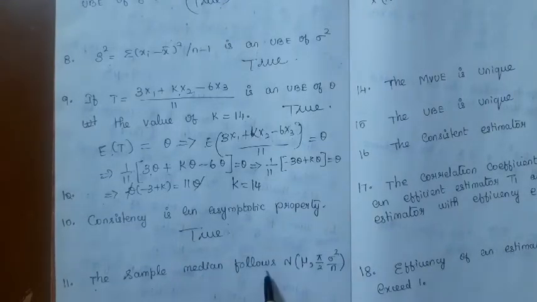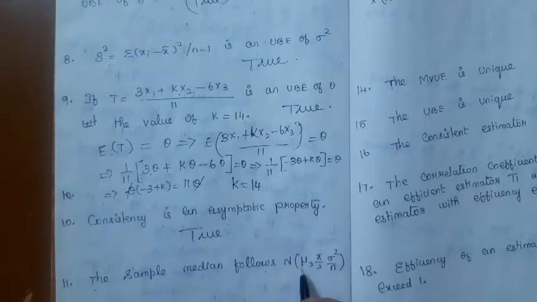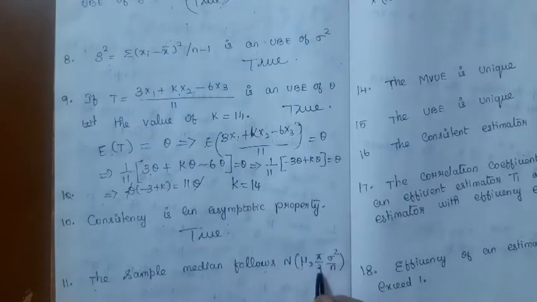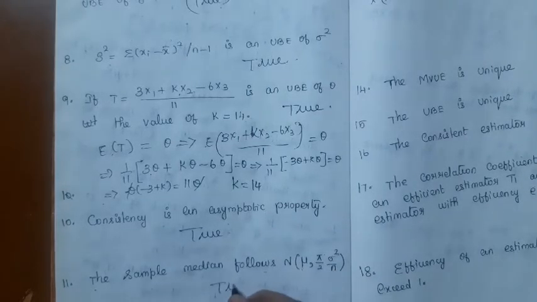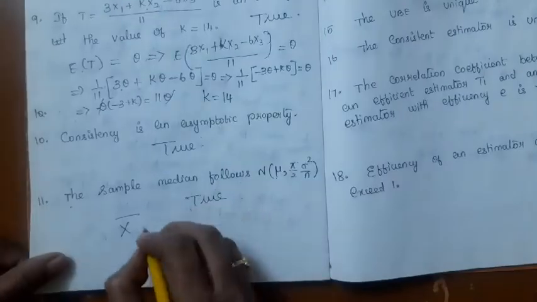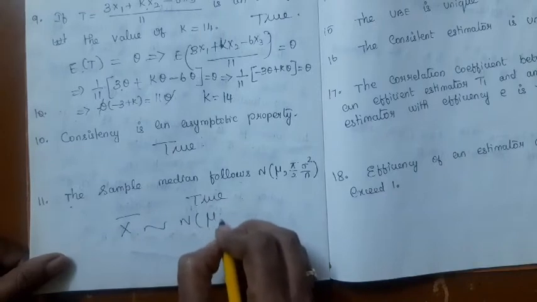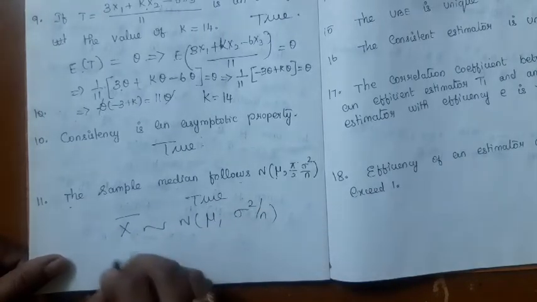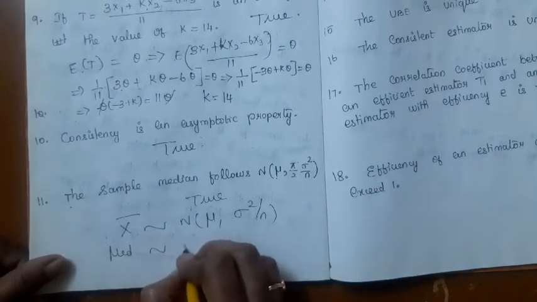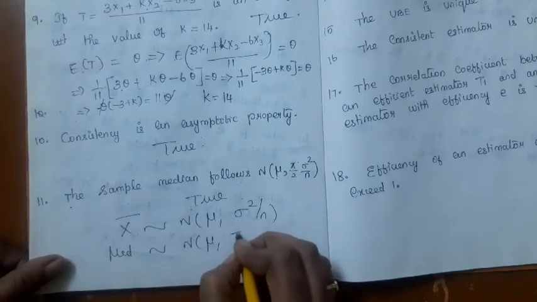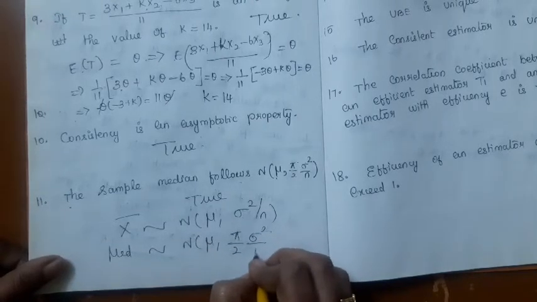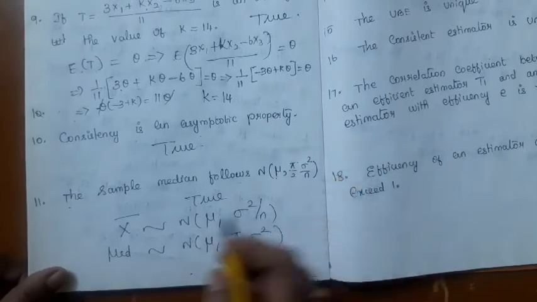The sample median follows normal distribution with mean mu and variance pi by 2 sigma square by n. Yes, the statement is true. Remember, x bar follows normal distribution with mean mu and variance sigma square by n, and the sample median follows normal distribution with mean mu and variance pi by 2 sigma square by n. So the statement is true.